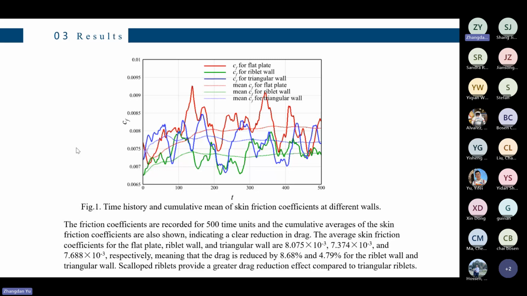meaning that the drag is reduced by 8.68% and 4.79% for the scalloped wall and the triangular wall. Scalloped riblets provide a greater drag reduction effect compared to the triangular riblets.